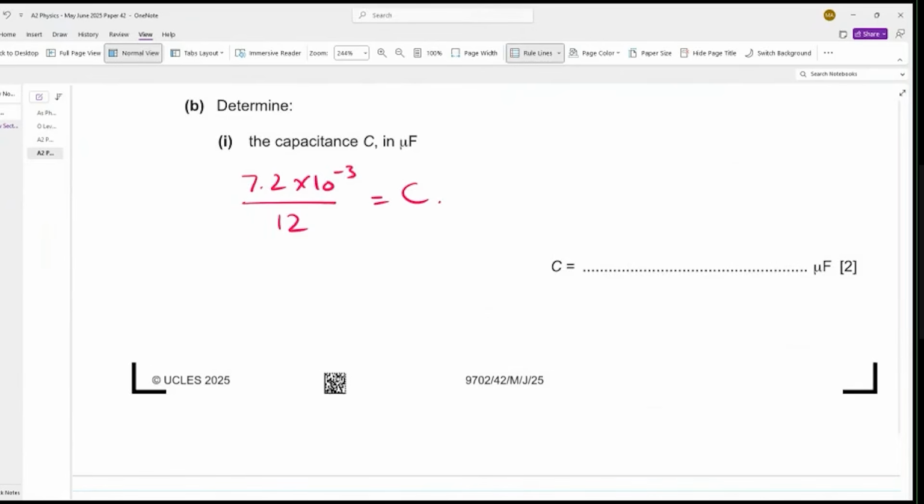7.2 into 10 is the power of minus 3 divided by 12. This comes out to be 600 into 10 is the power of minus 6. That is 600 microfarads. Simple as that, nothing complicated here. बहुत ही easy कर दिया है.